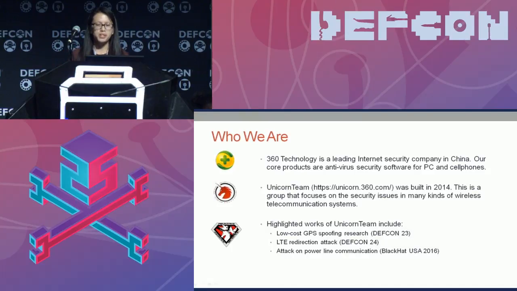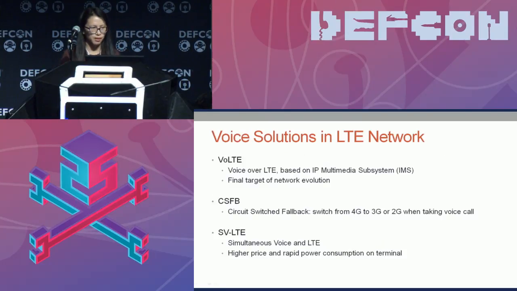So what is CSFB? Now let me briefly introduce the voice solutions in the LTE network. As we all know, different from 2G and 3G, in the LTE network the circuit switch was removed, and only packet switch is left. So now there are mainly three solutions for voice in LTE. The first one is VoLTE, voice over IP. This is the final objective for the network evolution.